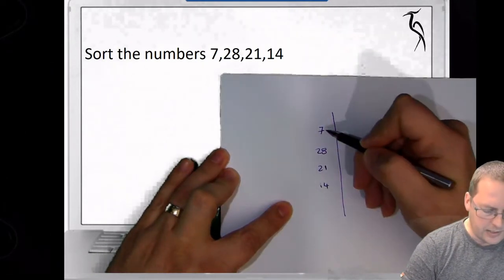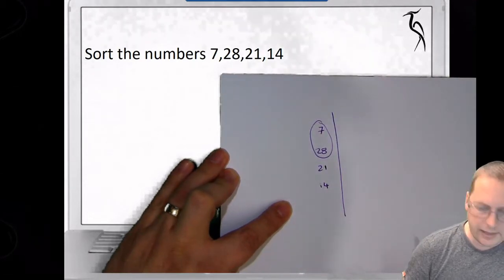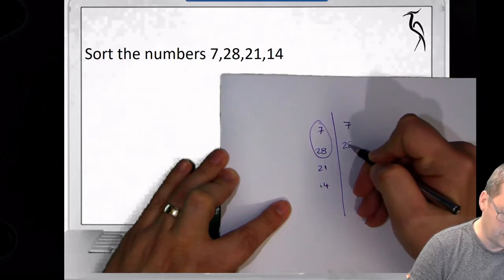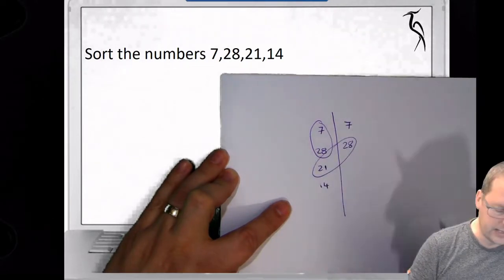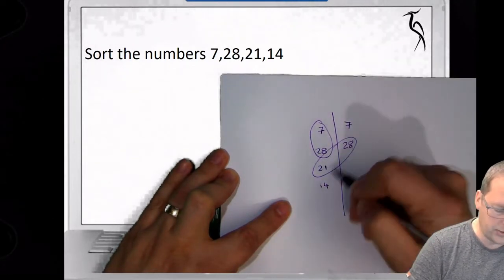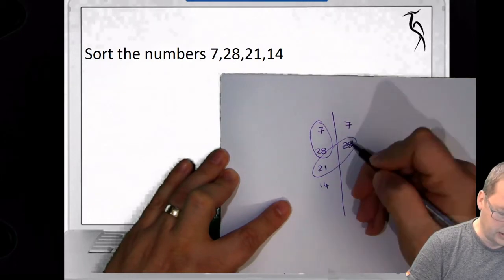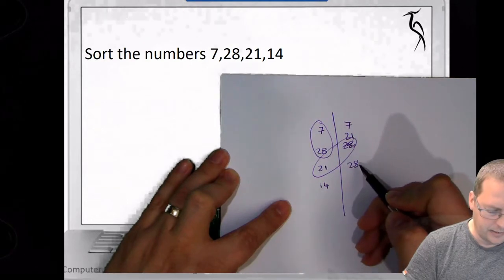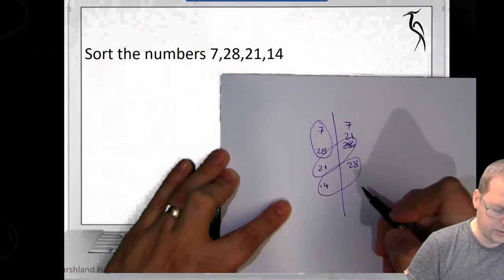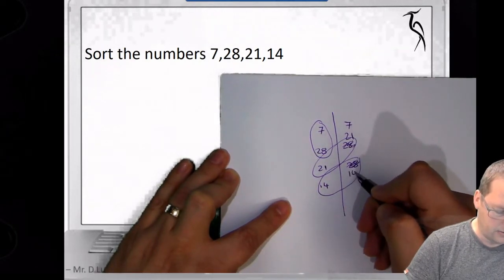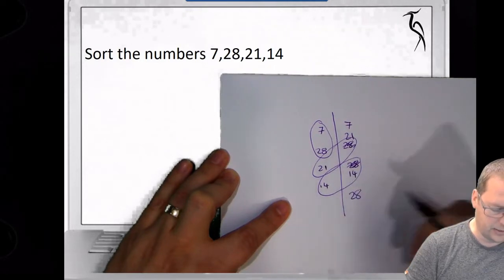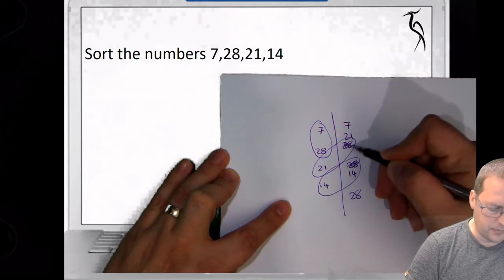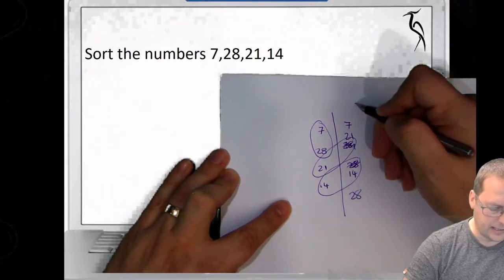So the 7 and 28, we can put a bubble around those. Are they in correct order? They are, so I can just copy them down. I'm now looking at the 28 and 21. Well, they're not in the correct order, so I can swap them. 21, 28. I'm now looking at the 28 and 14, so I've now got to swap those, 14 and 28. So I'm left with a 7, a 21, a 14 and a 28.